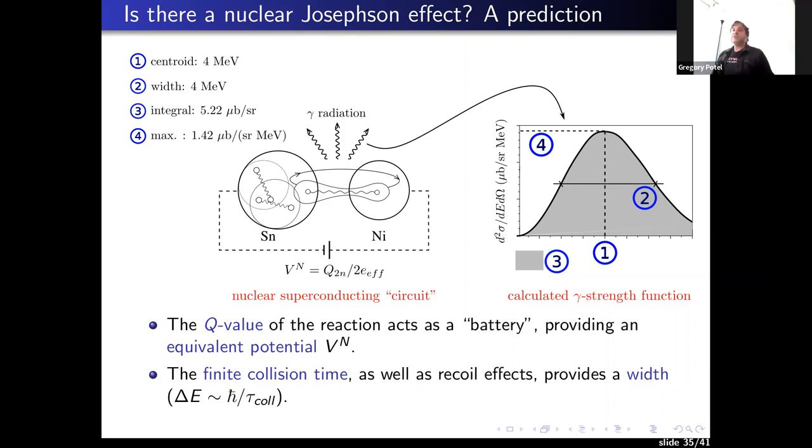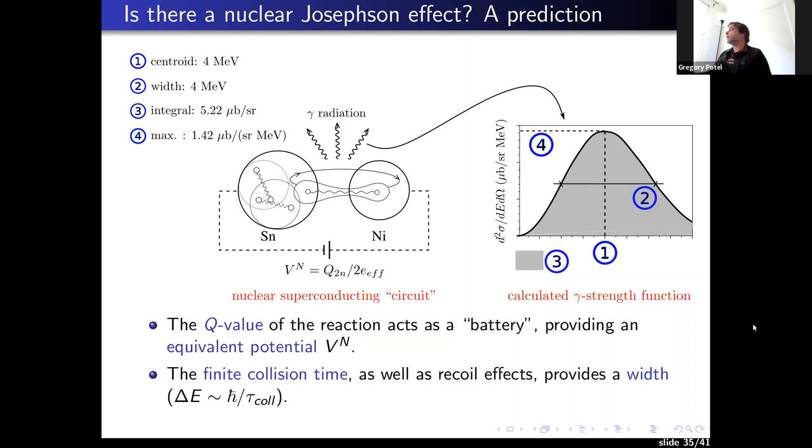One can do the calculations with the amplitude that I showed before, and one finds on the right our predicted strength function for that gamma emission. I have characterized here the different important quantities. The centroid in this case, I should have mentioned, has been calculated for a specific bombarding energy, one where the system is still superfluid but on the verge of becoming non-superfluid. It's 452 MeV in the lab frame. The centroid of that gamma strength function is at 4 MeV.